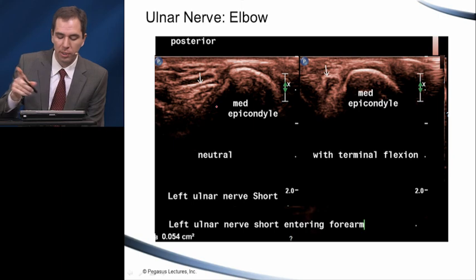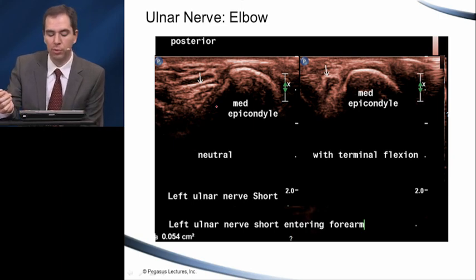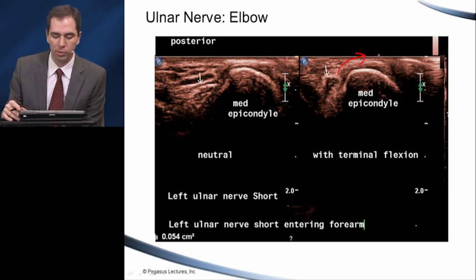And then as part of the examination, we always assess for ulnar nerve instability, which I'll talk about in a minute further. What we have the patient do is, while we're imaging, have the patient flex their elbow all the way to maximum flexion, and just see if we see any instability of the ulnar nerve, which in this case there was not.